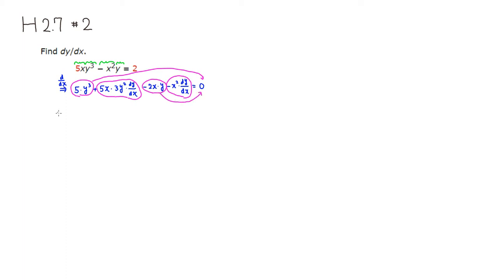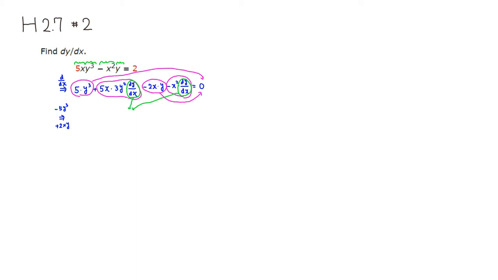To do that, in order to get rid of 5y cubed, we can just subtract 5y cubed from both sides. And for the negative 2xy, we can simply add 2xy. Then you can see that dy over dx is in common, so I'm going to pull those out.